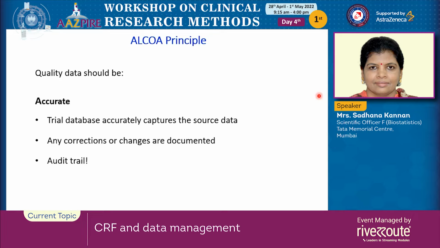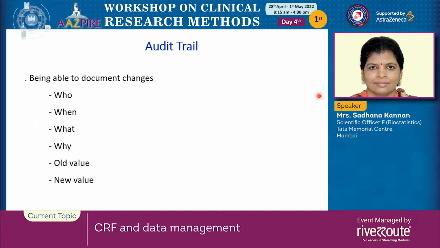So you have to make sure that it is accurately documented. Any corrections or changes are documented, right? And it should also have an audit trail. So audit trail means what? You should be able to document the changes which happen to the data.